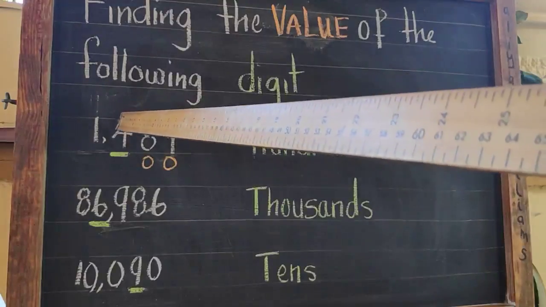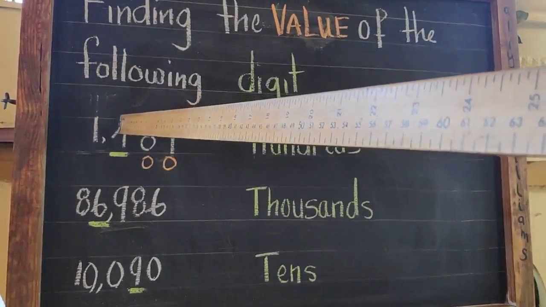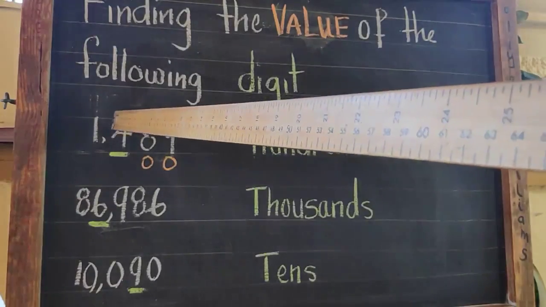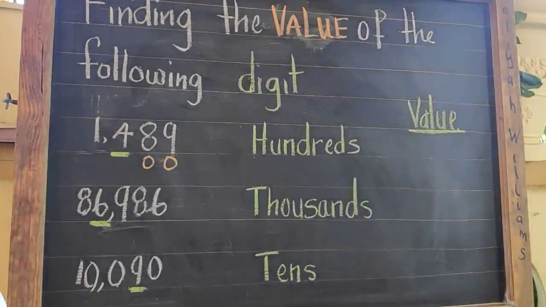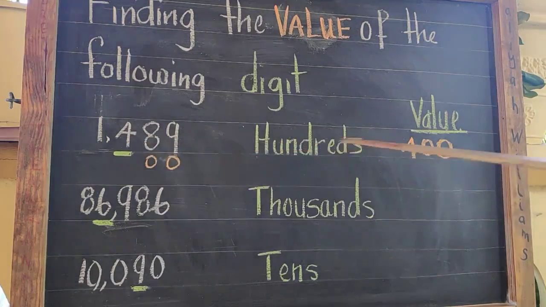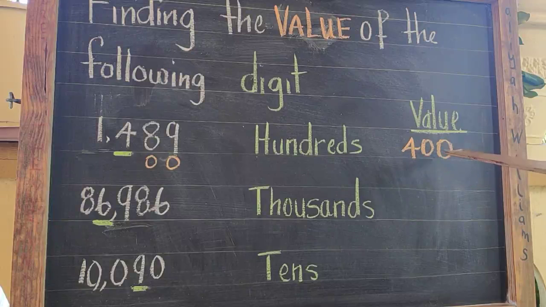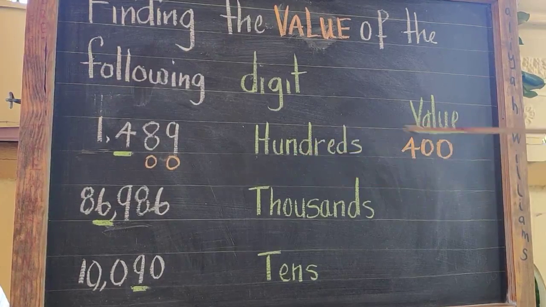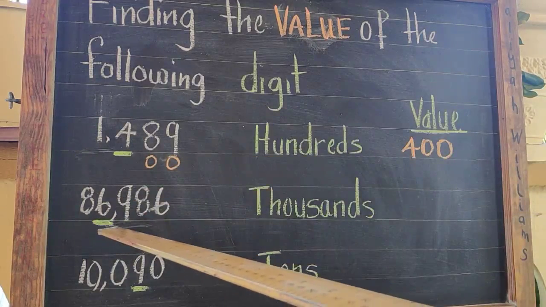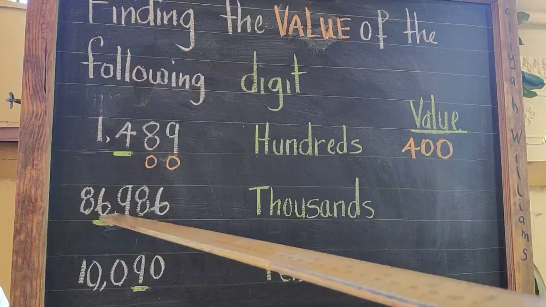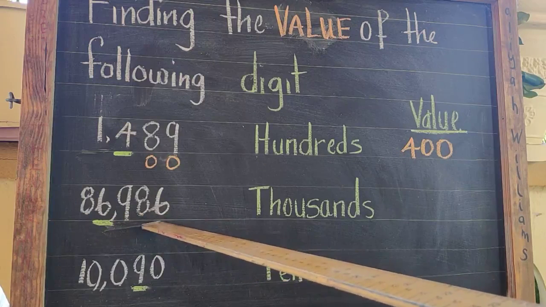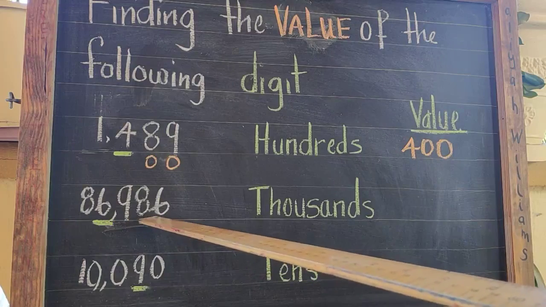So this is 400. The value of this is 400. We put 2 zeros to fill up this spot here. So the value of this 4 is 400. It's in the hundreds position, but the value is 400. Let's look at this one. It's in the thousand position. How many zeros are behind it? 1, 2, 3. You have to fill these 3 spaces, right?